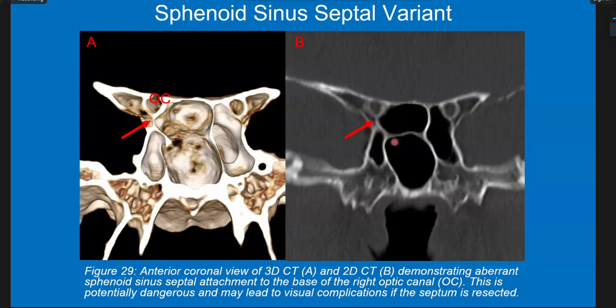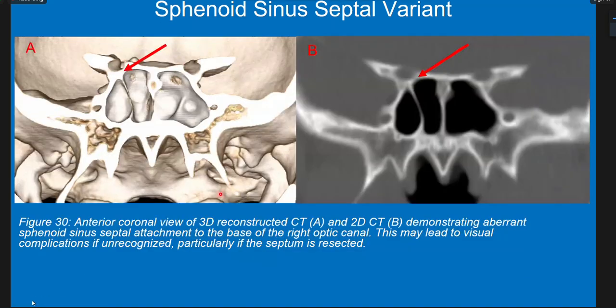And this is something that they want to know because if they remove this septation, they can actually cause injury to the optic nerve, or this can bleed into the optic canal, and you will have some sort of ischemic neuropathy from compression. So here's another example. Here's your intersphenoid sinus septum attaching to the base of the optic canal or optic nerve impression on 2D, and here on 3D.